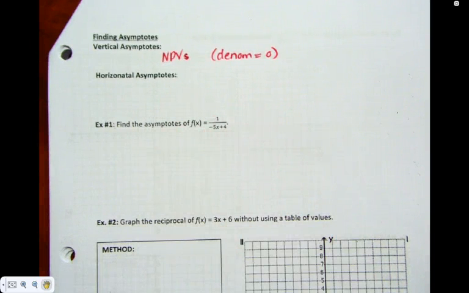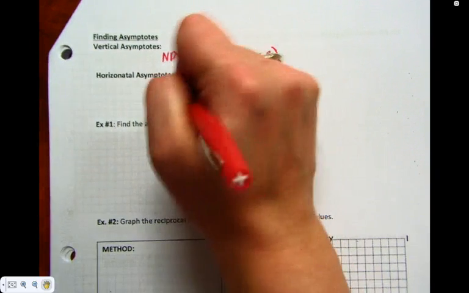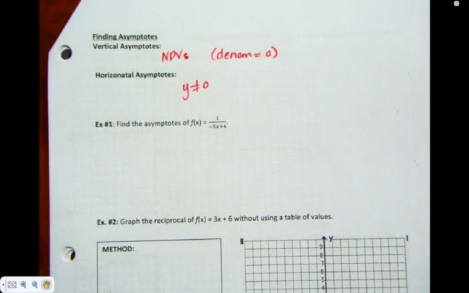Horizontal asymptotes, again, we're not supposed to talk about them. We will. They're always going to be at y equals 0 for next year. So that's on the x-axis.